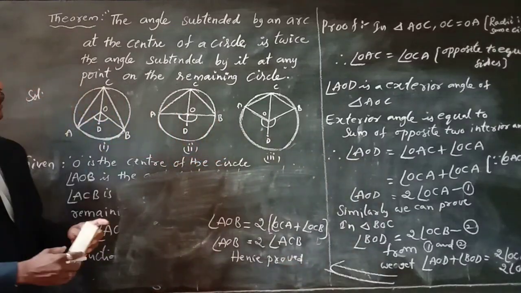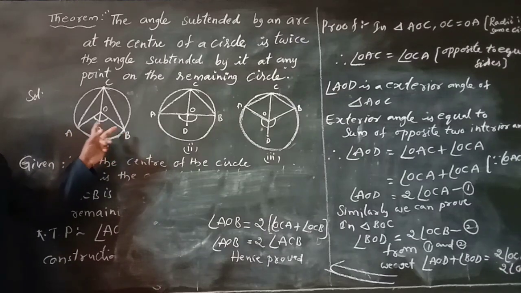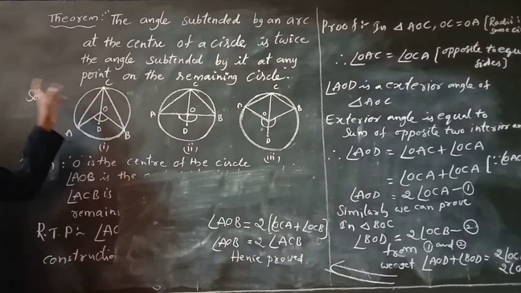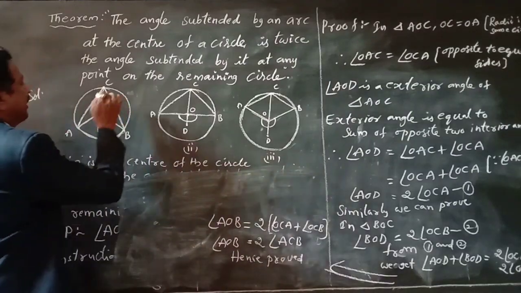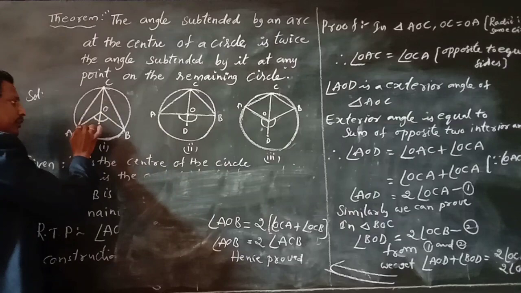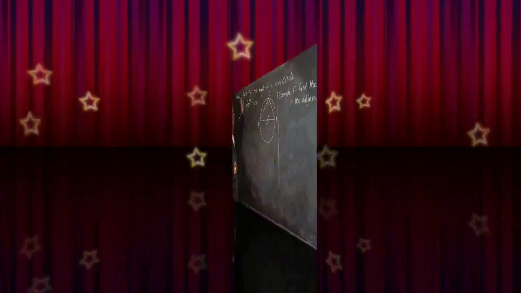So at last, what we conclude here: the angle subtended by an arc at the center is twice the angle subtended by it at any point on the remaining circle. This is the theorem. Suppose here the angle is 80 degrees, then angle ACB is equal to 40 degrees.